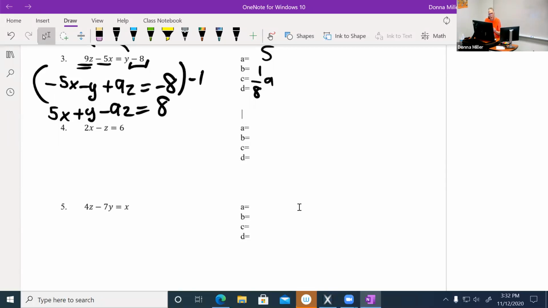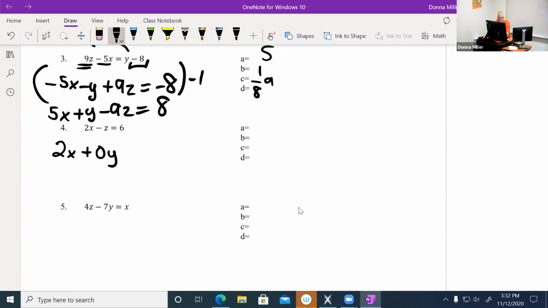Okay, this next one, you see that there's no y. When there's no y, you're going to put a 0. It's plus 0y. When something's missing, put a 0 there. Minus z equals 6. So all I had to do there was add a 0 for the y. So I have 2 for x, 0 for y, negative 1 for z, and 6 for the answer.